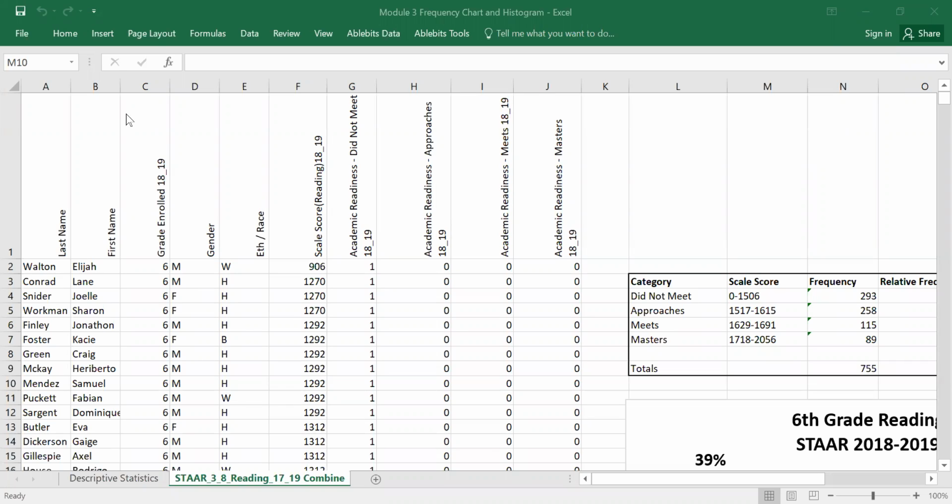Hi, my name is Stella Cochran, and I'm going to go over how I created my frequency chart, my histogram, and my descriptive statistics. And I hope this is recording because it's my third time.